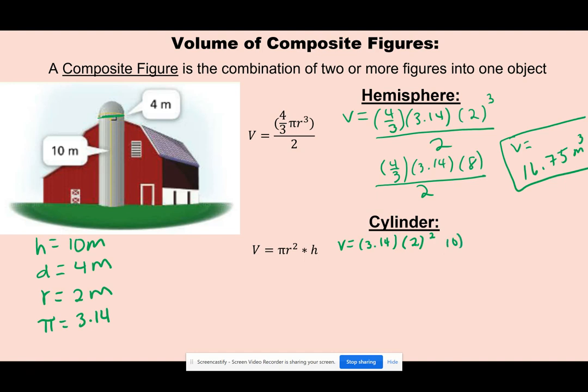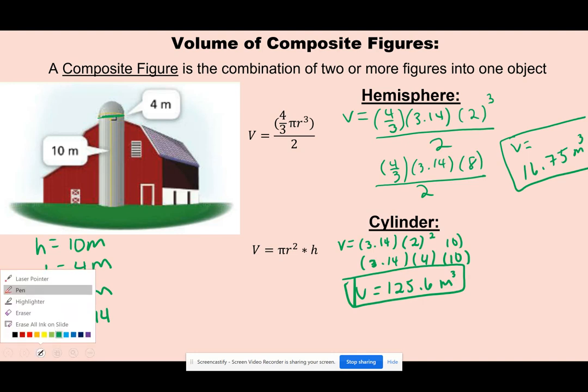Okay, all right, well 2 squared is 4, so I have 3.14 times 4 times 10. So if I multiply all three of those together, I get a volume of 125.6 meters cubed. Now, this one wanted us to find the volume of the entire figure.